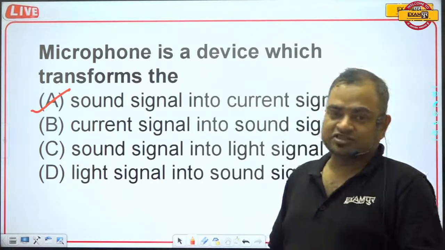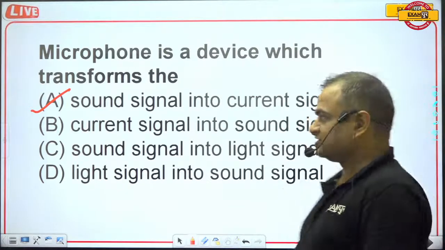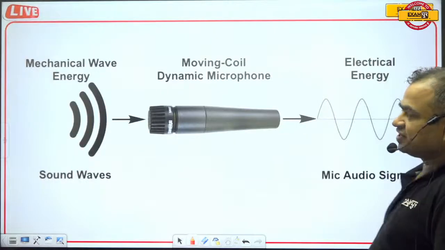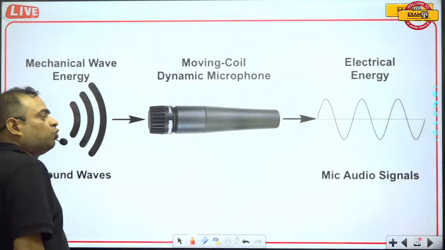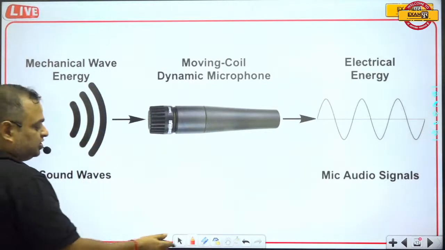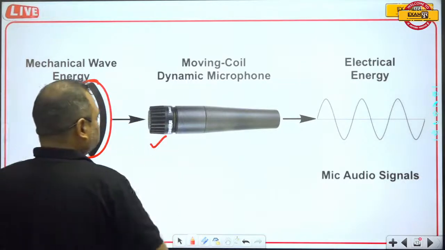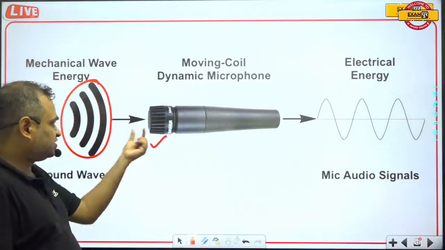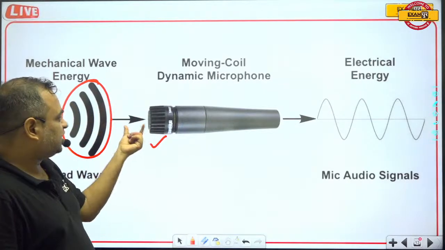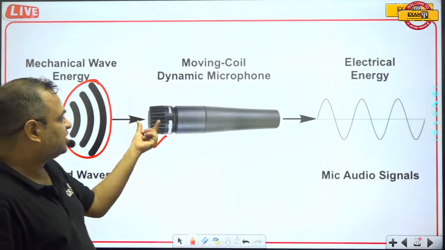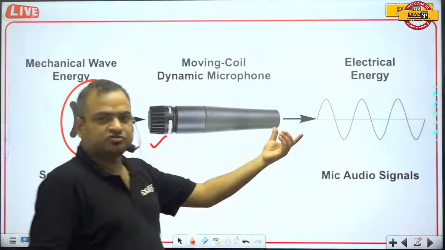So let us see how a mic converts the sound signal into the current signal. Okay, so this is the diagram. You can see here I am speaking hello, and this is the sound signal. This sound signal is captured by the mic. Okay, this is the front portion of the mic. It receives the signal and converts it into an audio signal. Audio signal is actually current signal.